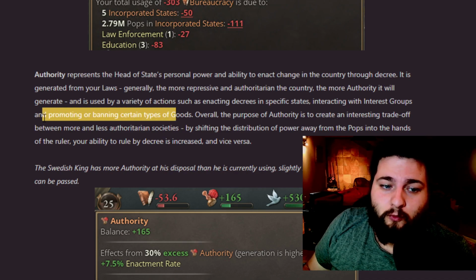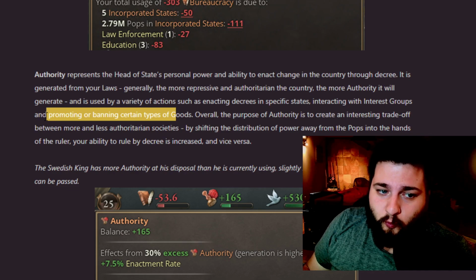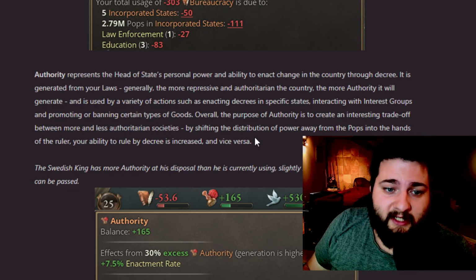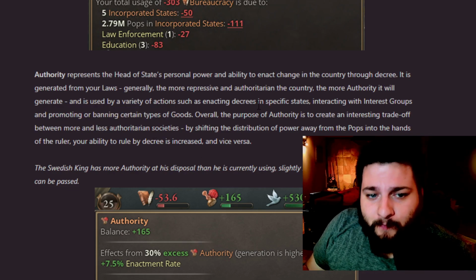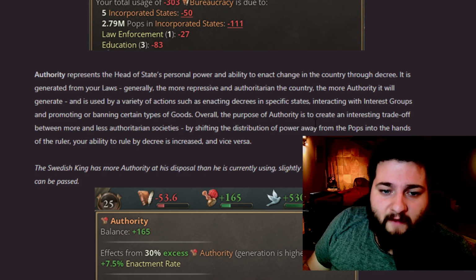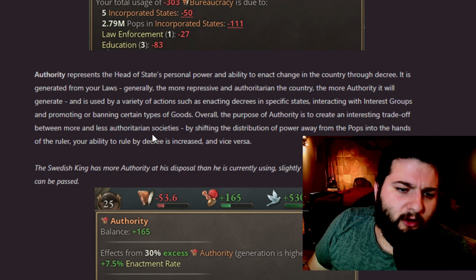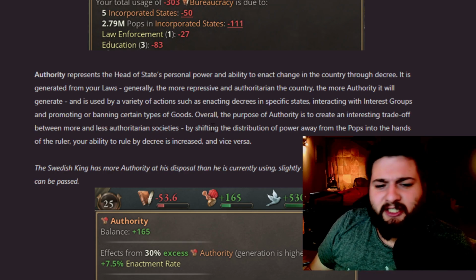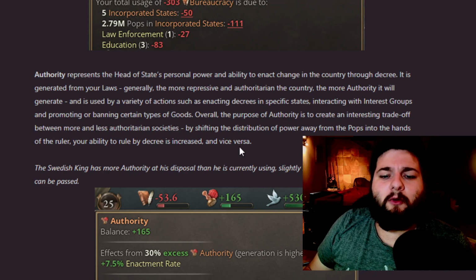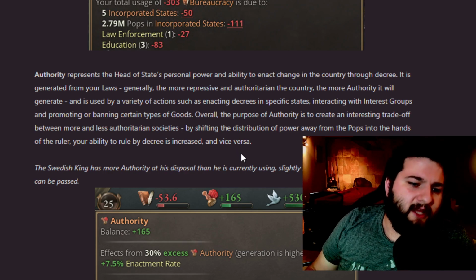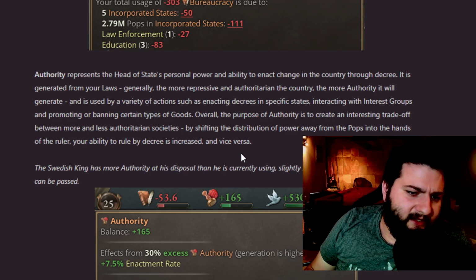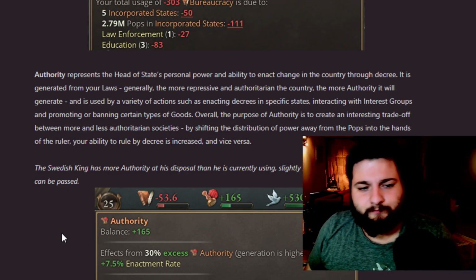types of goods. Ooh, I love that. Promoting and banning certain types of goods. Ooh, that's a really interesting proposition we're getting here. Overall, the purpose of authority is to create an interesting trade-off between more or less authoritarian societies by shifting the distribution of power away from the pops into the hand of the ruler. Your ability to rule by decrees is increased and vice versa.